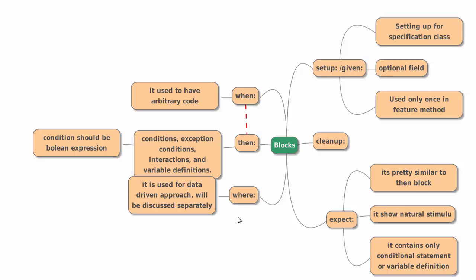Any feature method can't be called a feature method if it is not going to have at least one explicit block, either the when and then combination, or where, expect, cleanup, or setup. It means if we create a feature method without these blocks and try to execute that code, then it will never be initialized. So let's see the example first.